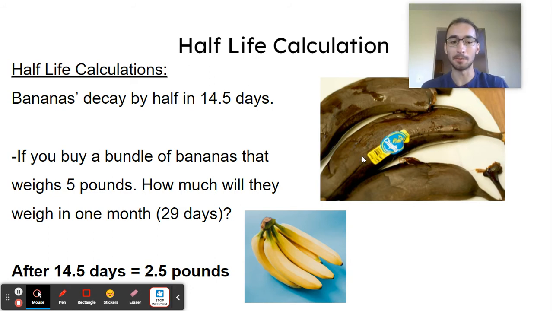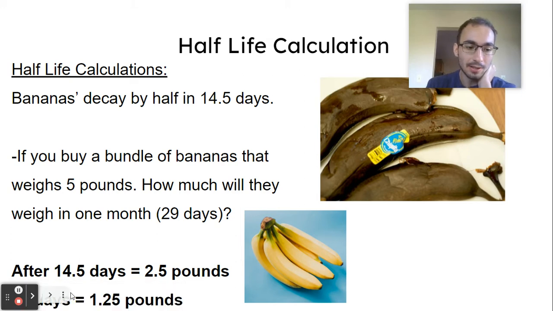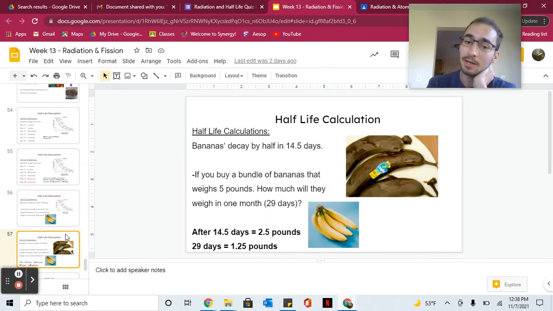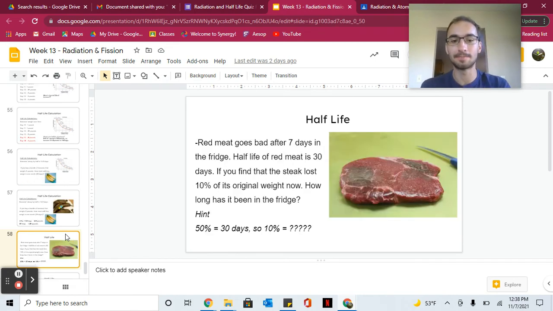Okay, so since there are 2 half-lives in 29 days, since 14.5 times 2 is 29, it's going to go through 2 half-lives within that month span. So in 14.5 days, the bananas will go from 5 to 2.5 pounds. And then at 29 days, they'll cut in half again. So the bananas get cut in half twice. They go from 5 to 2.5, and then from 2.5 to 1.25. That's how you figure out how much of the original banana atoms will be left.